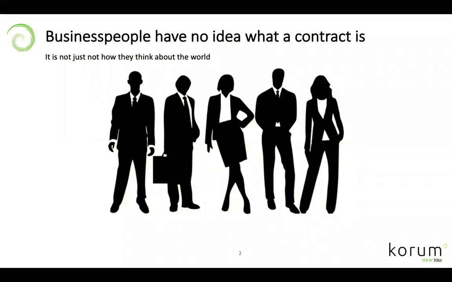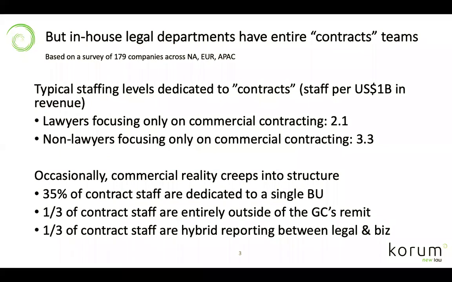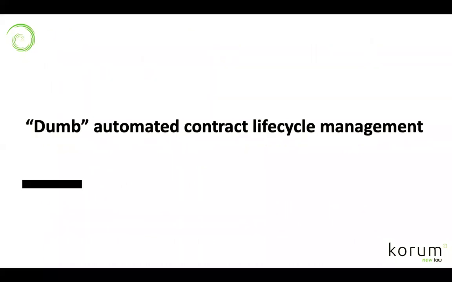that they fit in. So one thing that we do know is that commercial contracting is a key area of focus for in-house legal departments. And in fact, per 1 billion US dollars in revenue, you're usually seeing around 2 lawyers or 3 non-lawyers whose only job is to help review and process commercial contracting of some form. So let's start with the 3 types of contracting technology that's out there.